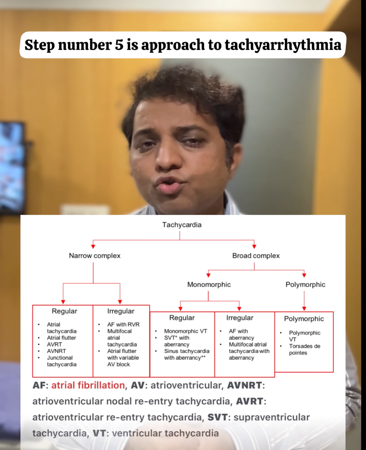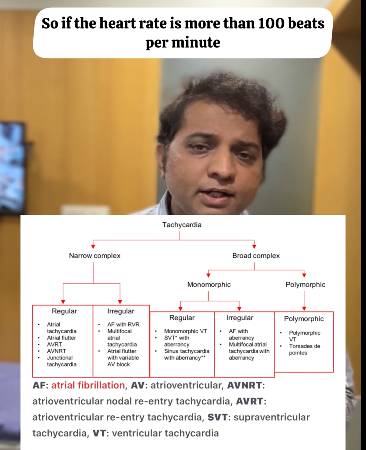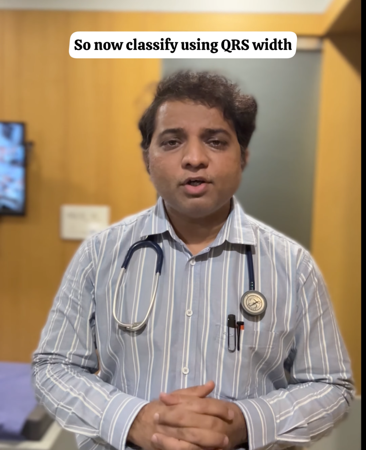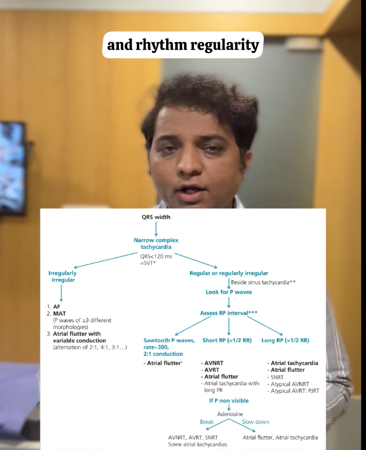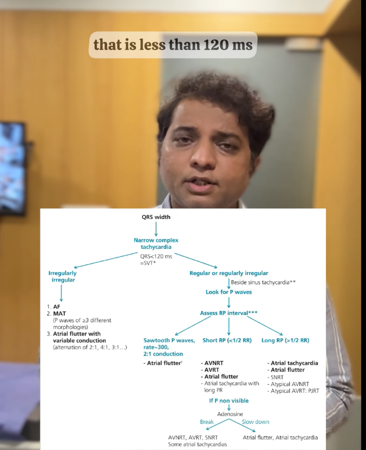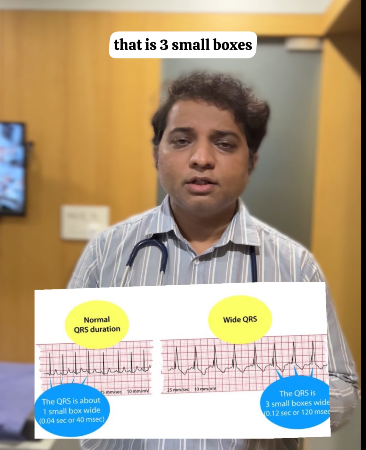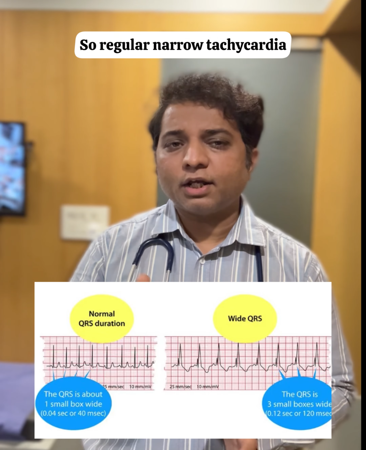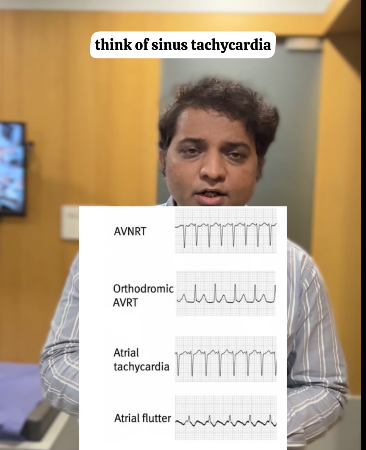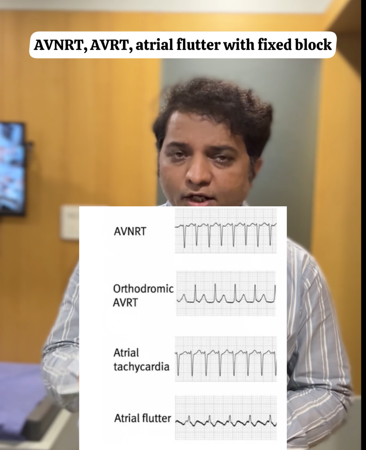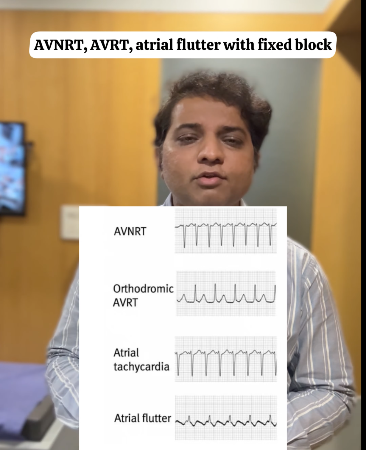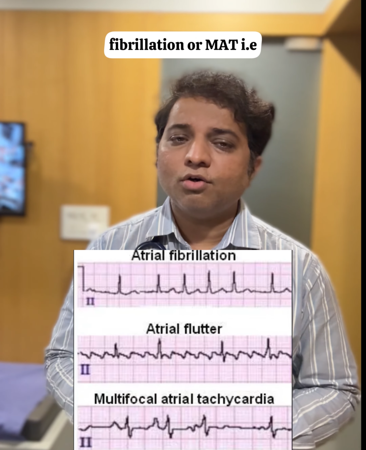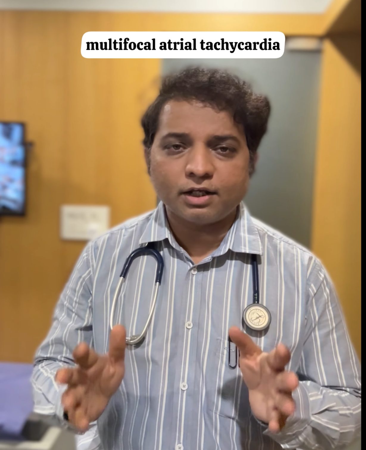Number 5 is approach to tachyarrhythmia. If the heart rate is more than 100 beats per minute, it's a tachyarrhythmia. Now classify using QRS complex and rhythm regularity. Number 1 is narrow QRS, that is less than 120 milliseconds, that is 3 small boxes. It is usually due to supraventricular causes. Regular narrow tachycardia, think of sinus tachycardia, AVNRT, AVRT, atrial flutter with fixed block. Irregular narrow tachycardia, think of atrial fibrillation or MAT, that is multifocal atrial tachycardia.